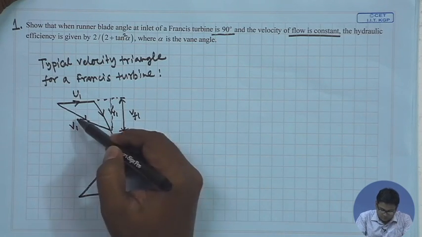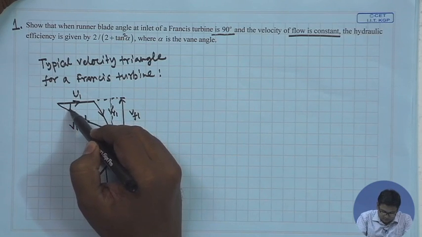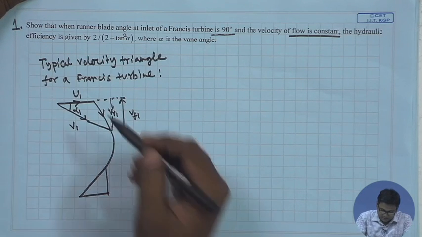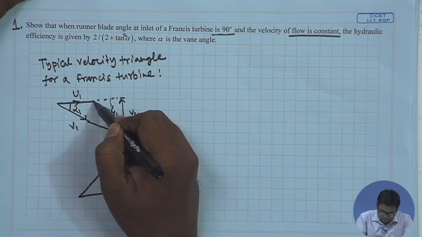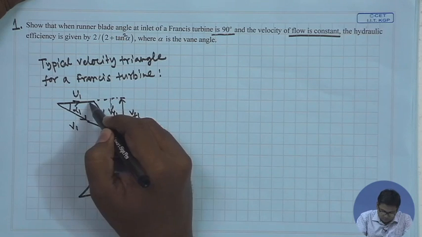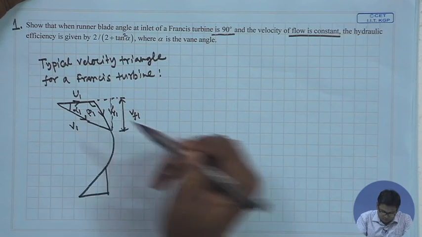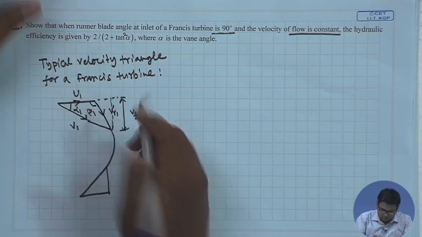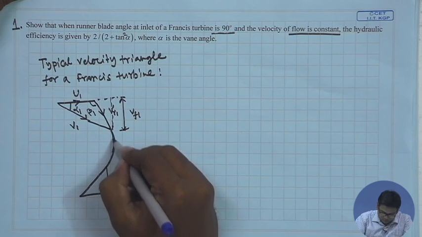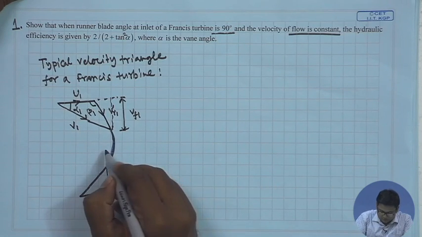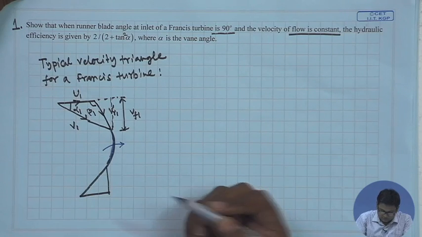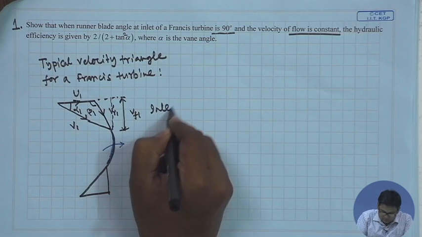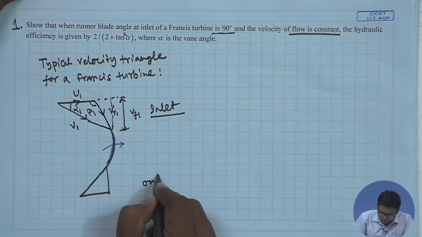Now, the absolute velocity makes an angle alpha 1 with the tangential velocity of the runner, which is termed as the inlet vane angle, and the relative velocity makes an angle beta 1 with the tangential velocity of the rotor, which is termed as the blade angle. This is the turbine runner, which rotates say in this direction. So, this part is inlet and this part is outlet.